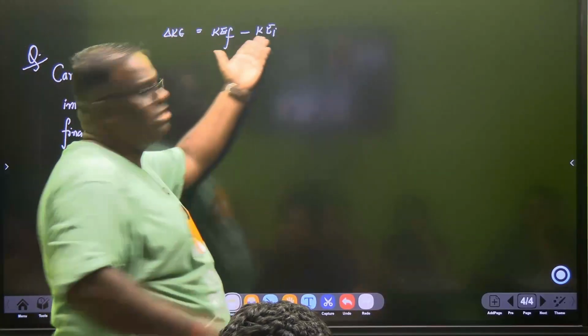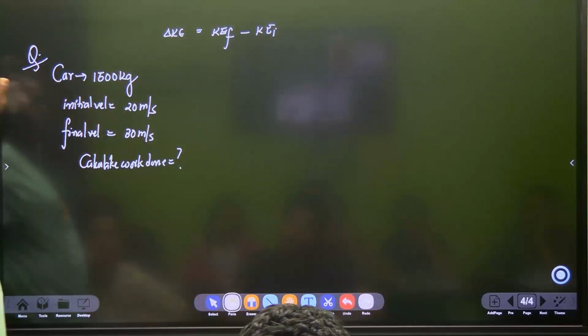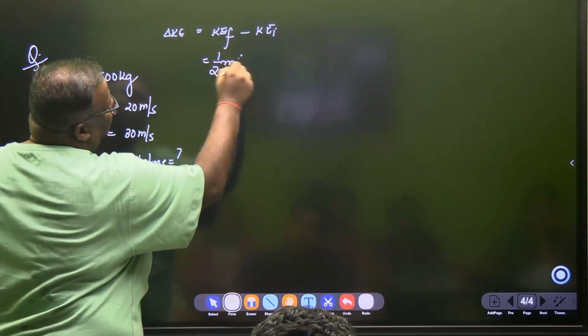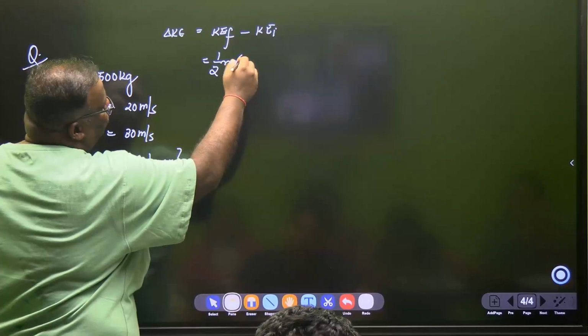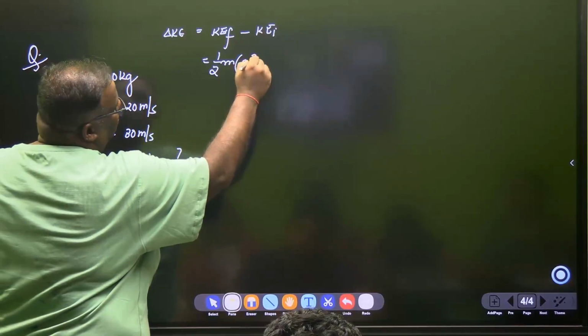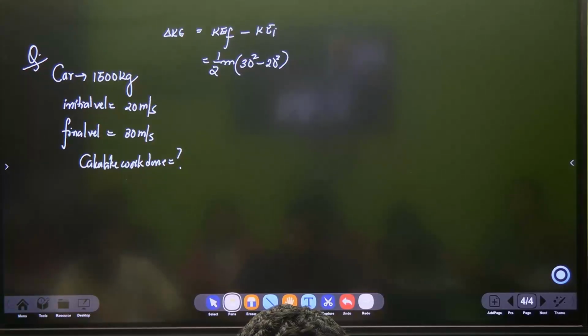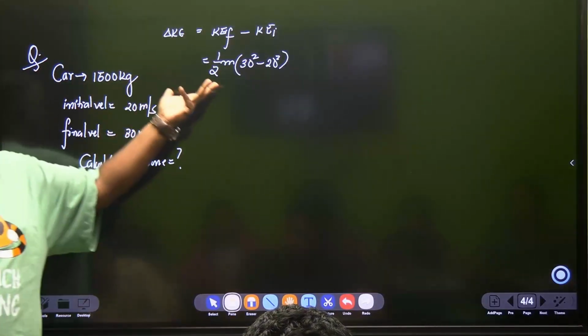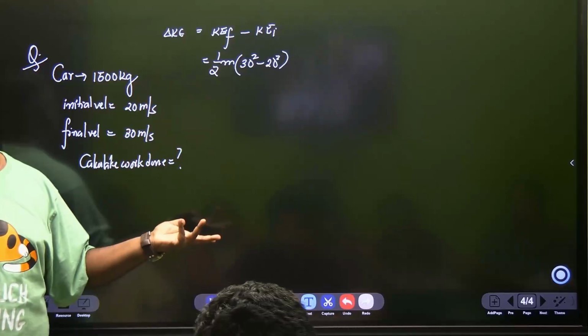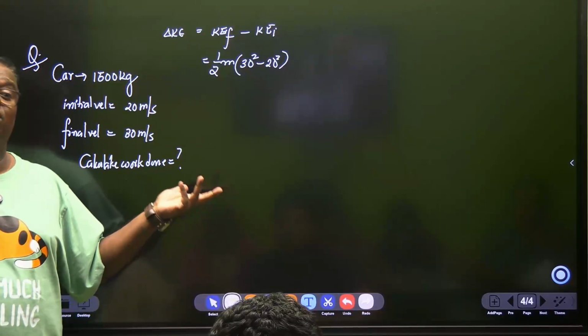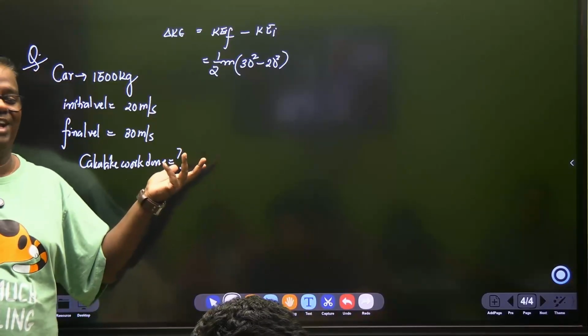KE final minus KE initial, right? And in this case, the half m is common. The final velocity is more, right? It will be 30 square minus 20 square. That means there's a gain of energy. How did you gain this energy? Because this much of work was done on you. This should be the work done. क्योंकि आपका दिमाग वर्क मतलब फोर्स इंटू डिस्प्लेसमेंट ही सोचता है, ऐसा नहीं है ना?